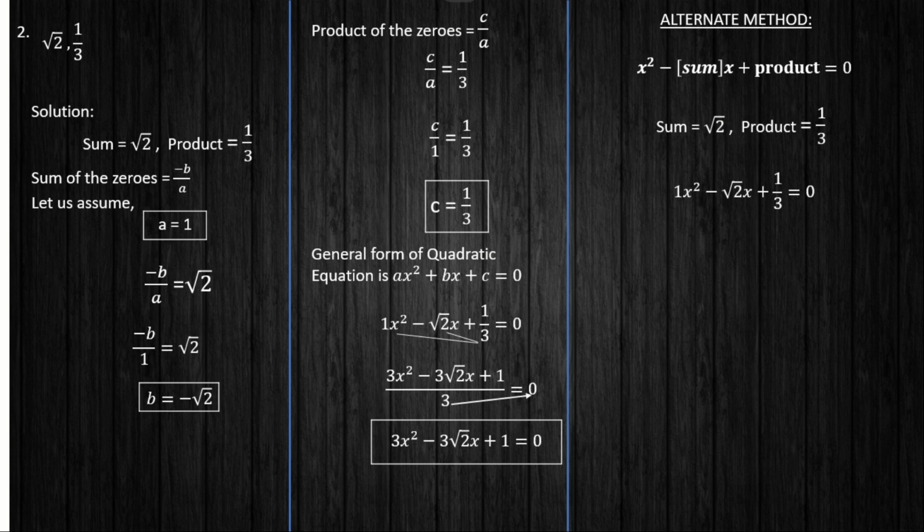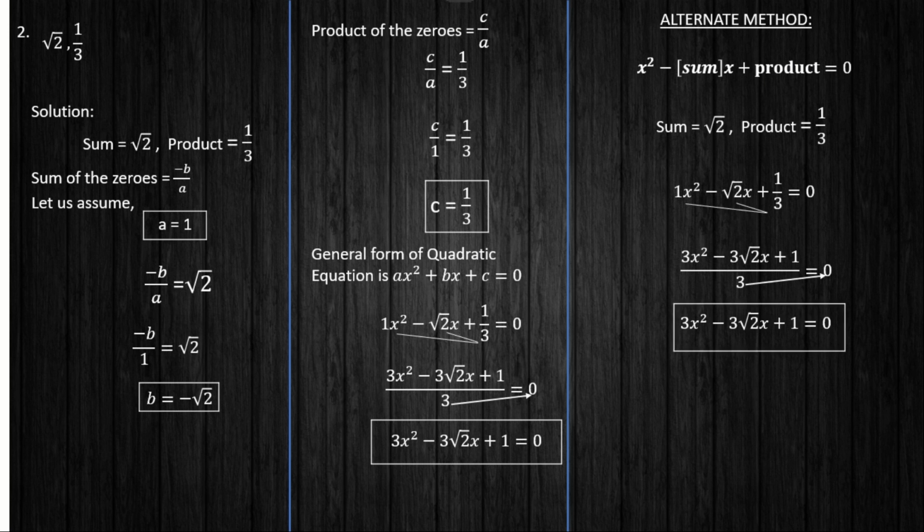Here we need to take the LCM. When we take the LCM, 3 will get multiplied to both the terms where the denominator is 1. So the equation will become 3x square minus 3 root 2x plus 1, whole divided by 3. Now cross multiply 3 into 0, which will become 0 itself. So the equation is 3x square minus 3 root 2x plus 1 is equal to 0. So in both the methods, the equation is the same.